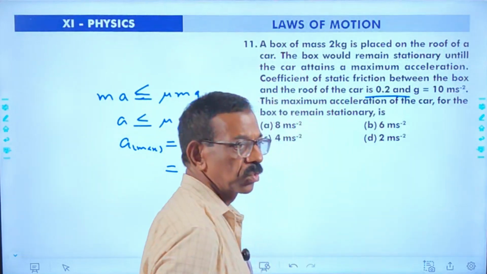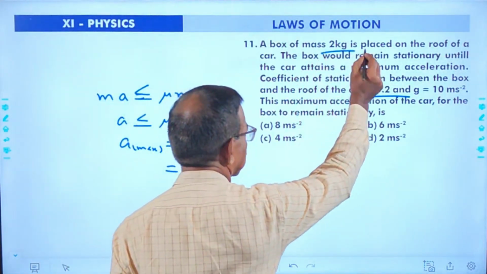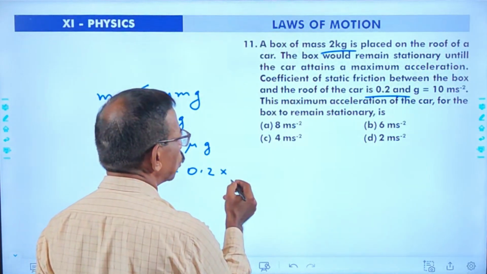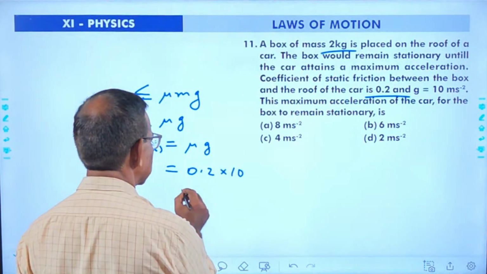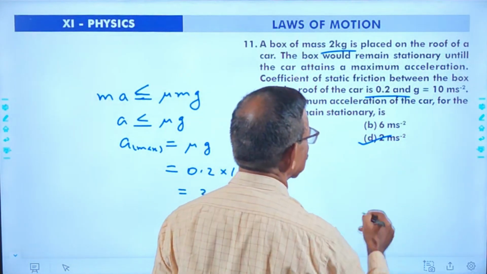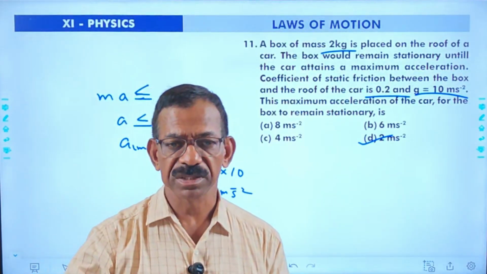Mu is given as 0.2 and m is 2 kg; the mass is not needed here. Mu g means 0.2 into 10. That means it is 2. The answer is 2 meter per second square. The answer is option D, 2 meter per second square.